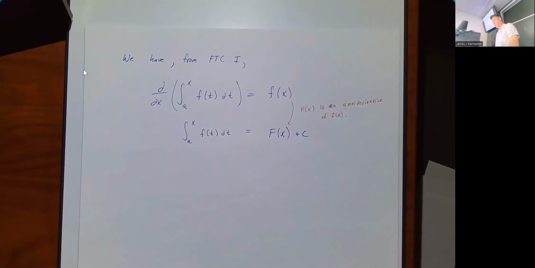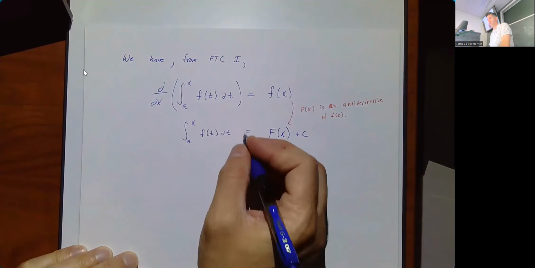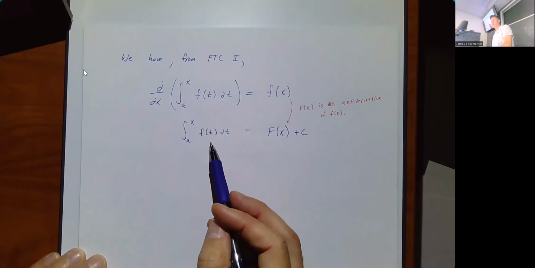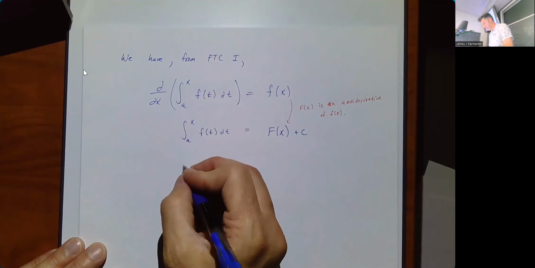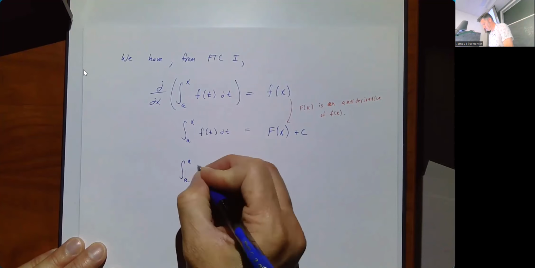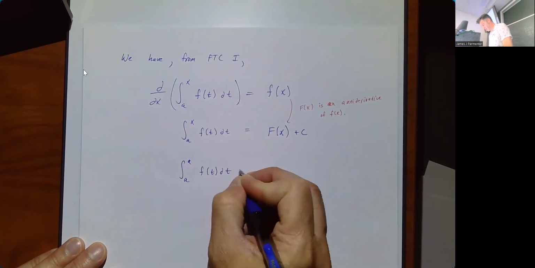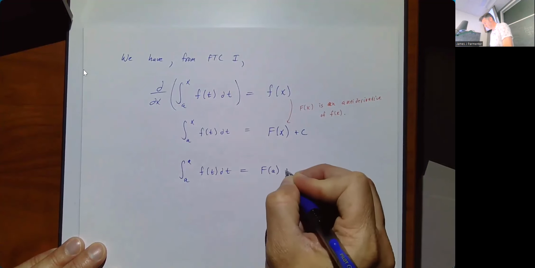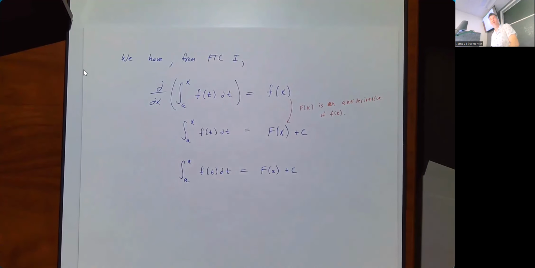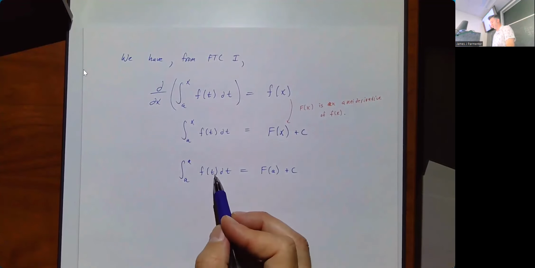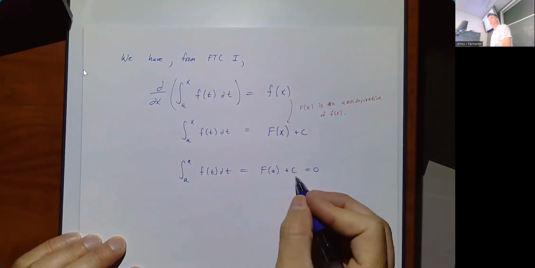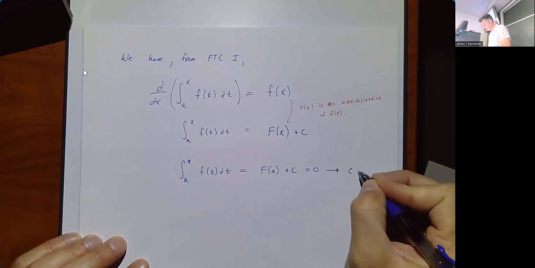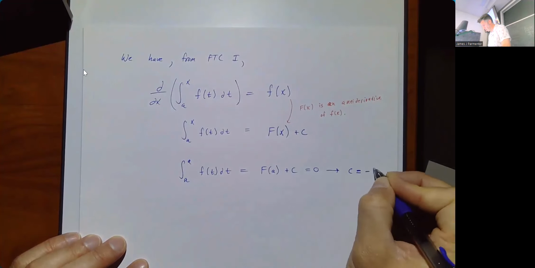Okay. So now we're going to do two things that are kind of sneaky. We're going to abuse the meaning of this. All this means here is the area under the function f of t between a and x. So if I replace x with a, I can say the integral from a to a of f of t dt is equal to capital F of a plus c. But now somebody tell me, what's the area under the curve of f of t starting at a and ending at a? Which means I can solve for the constant and get that the constant is equal to negative capital F of a.